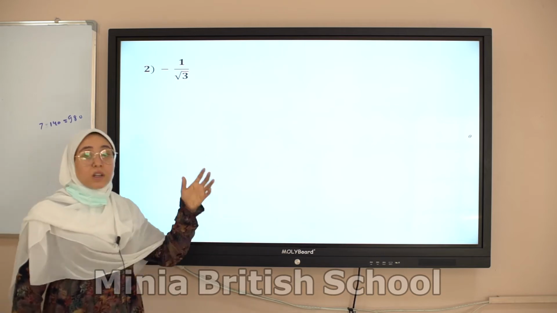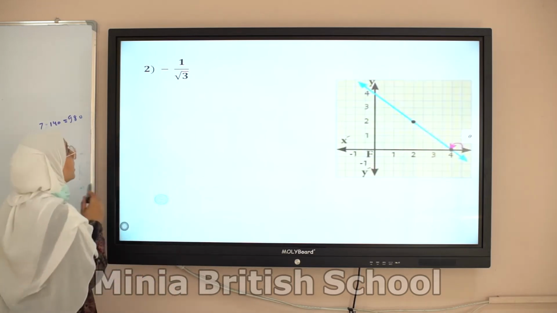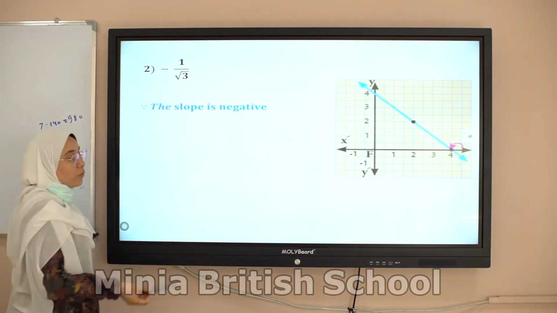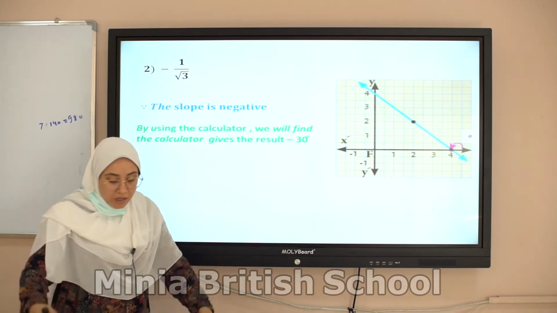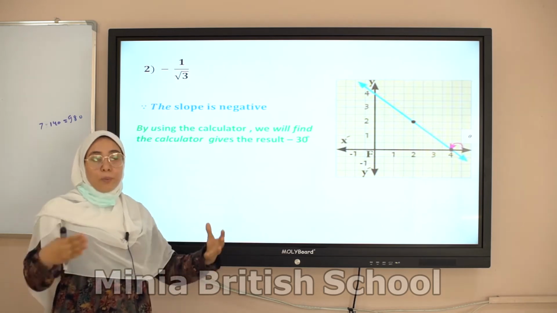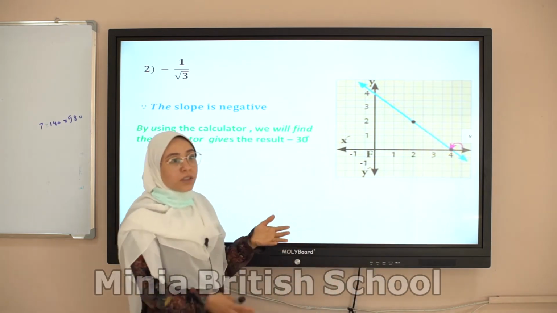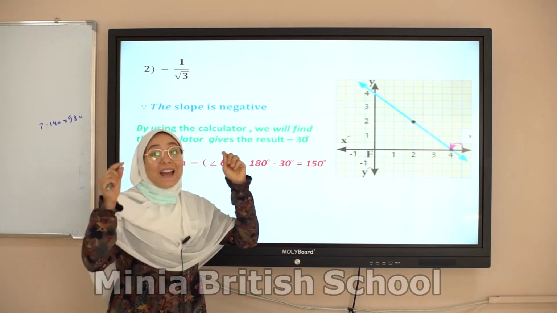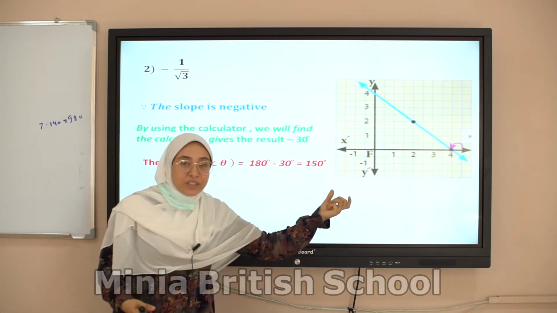Number two: if the slope equals negative 1 over root 3, the same idea applies. I will press shift tan of negative 1 over root 3. The calculator gives you the answer negative 30 degrees. But here the slope is a negative number, so the straight line makes an obtuse angle with the positive direction of the x-axis, like this. But negative 30 is not an obtuse angle. So what shall I do? Just add 180 to negative 30. So the measure of angle theta here equals 150 degrees.